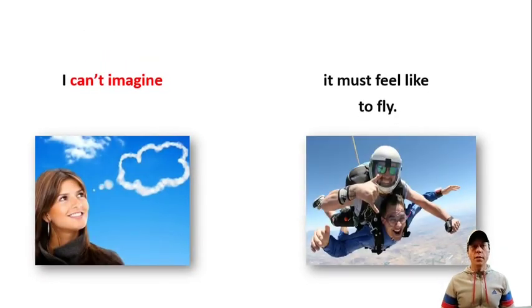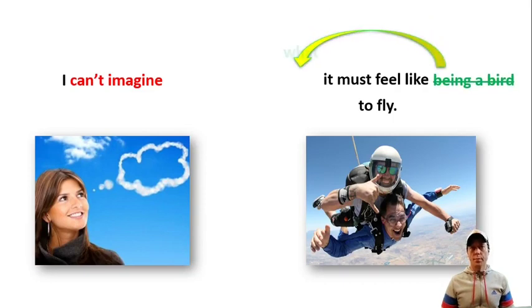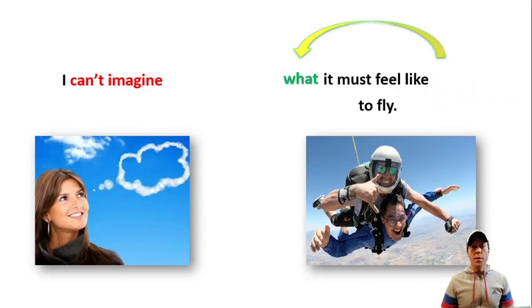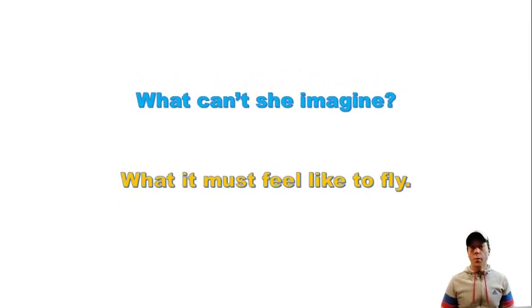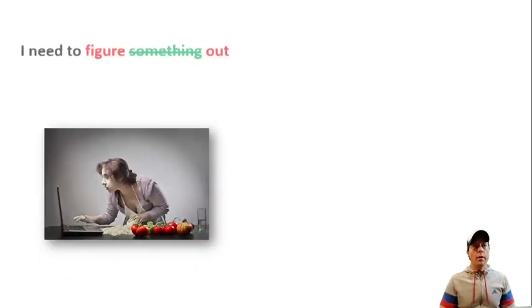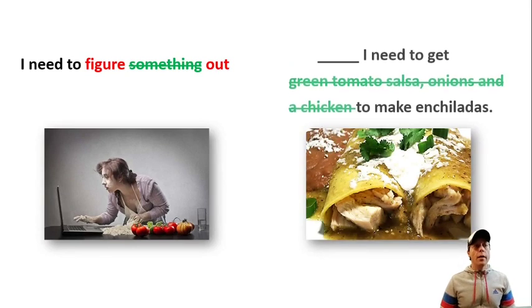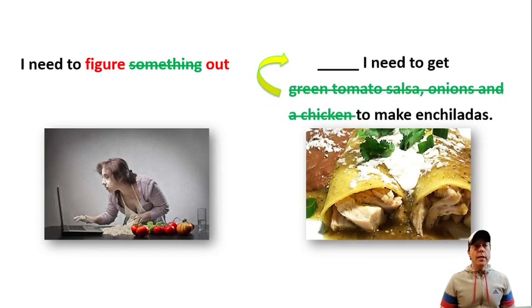So this is how it works. I can't imagine what it must feel like to fly. And the question, what can't she imagine? What it must feel like to fly is the answer. Okay, this is the last one. I need to figure something out. I need to figure out. Now the object of this phrasal verb figure out is going to be the noun phrase that we're going to build. So let's do it.